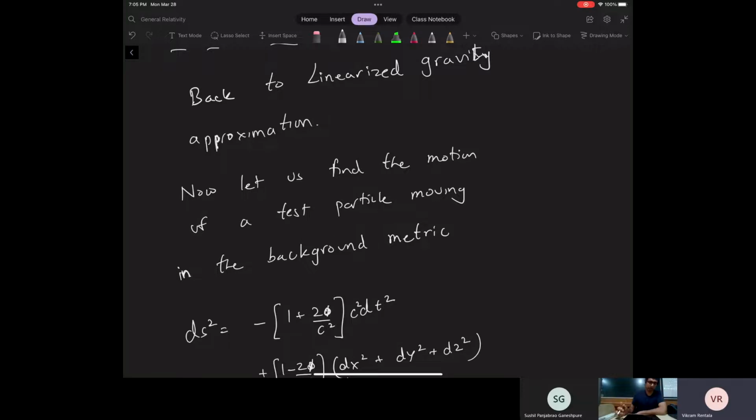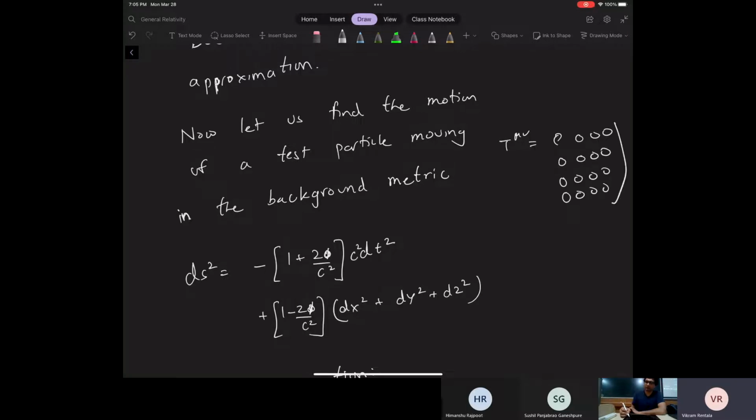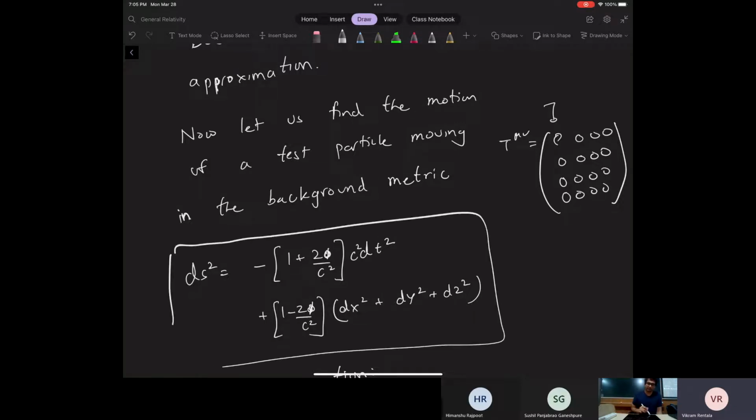All right, so what we're going to do is first go back to the linearized gravity approximation that we derived last time. In the limit of a static source, the static fluid stress energy tensor, so we're in the frame where the velocities are 0, T mu nu just takes the form rho, 0, 0, 0, and zeros elsewhere. This is the coordinate system in which the fluid takes this form. That's our assumption, and in that coordinate system, we found the metric.